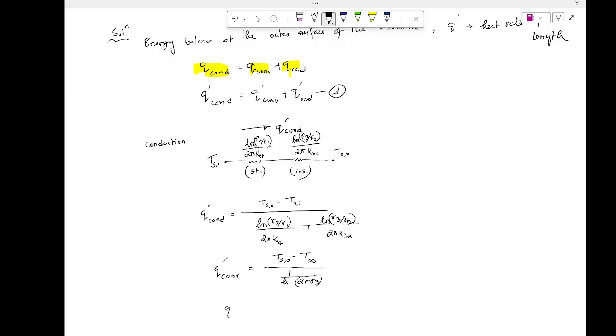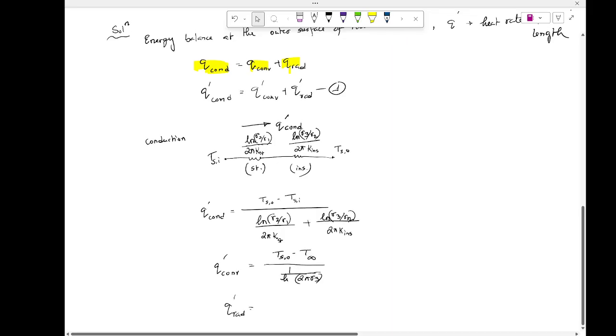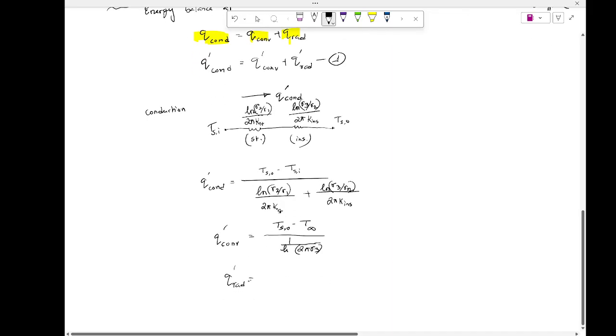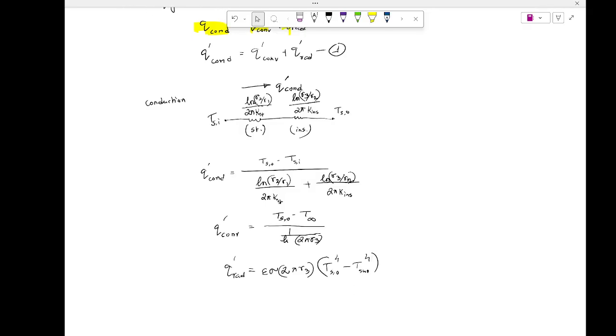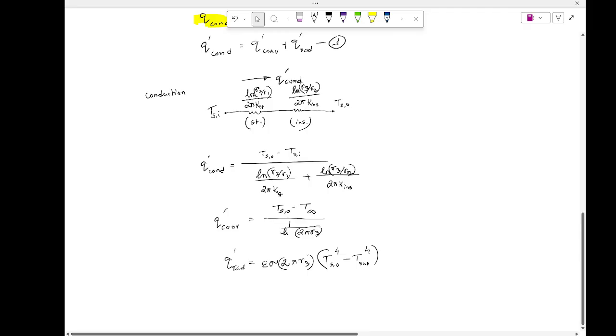Everyone understand? So, and the radiation is the trickiest one. What is the radiation? We know the radiation equation. We may not want to write it that way, but there is a radiation resistance as well. I'm not going to do it that way, as that is going to confuse you. So 2 pi R3, TSO to the power 4, T surrounding to the power 4. Can I write it? Radiation. Can I write this?